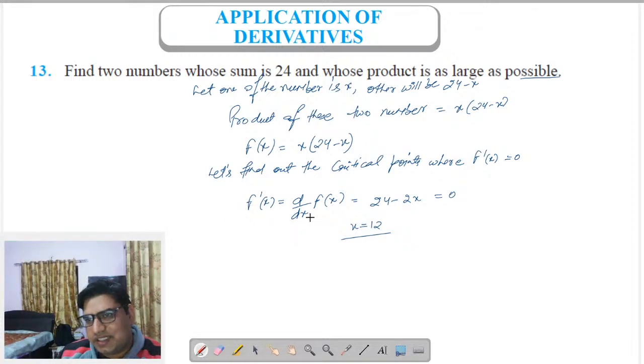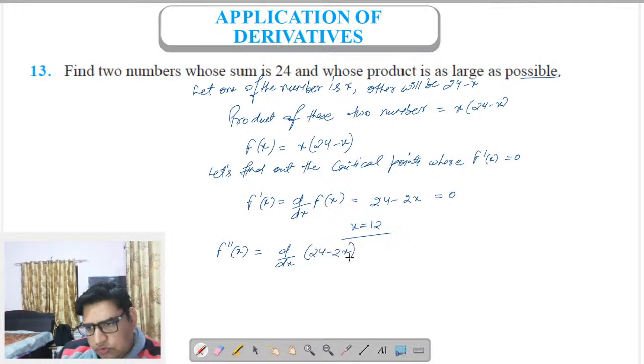ठीक है, so this is the critical point, and we'll try to find out whether this will give maximum value or minimum. So we'll use the second derivative test. So d by dx of 24 minus 2x, that is minus 2, so it will be the maximum value of the function at x is equal to 12. ठीक है, so whatever is the critical point will give you the maximum value only.